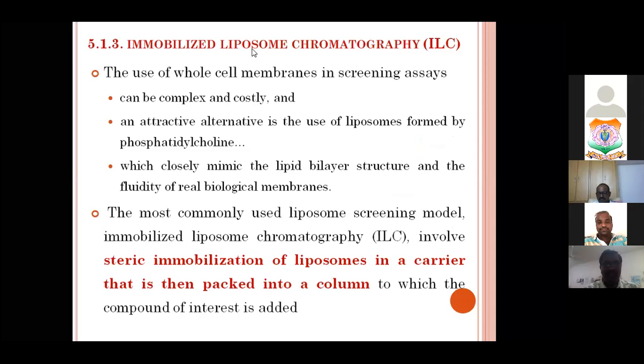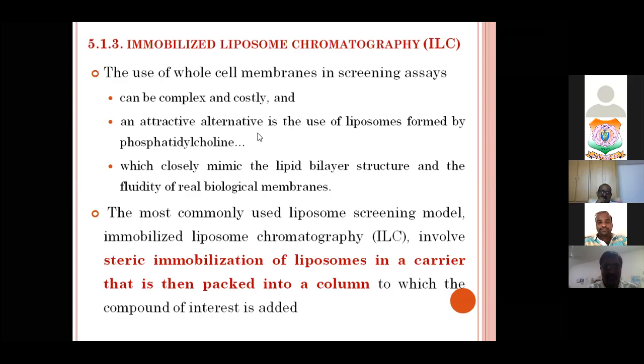Next one is immobilized liposome chromatography. Here they take liposome, which is nothing but a bilayer lipid layer. The most commonly used liposome screening model involves steric immobilization of liposomes in a carrier, which is then packed into a column. Then the compound of interest is added, and they isolate it. Why do they use liposome? It mimics the lipid layer, the structure and fluidity of a real biological membrane. That is the reason this technology is widely used.